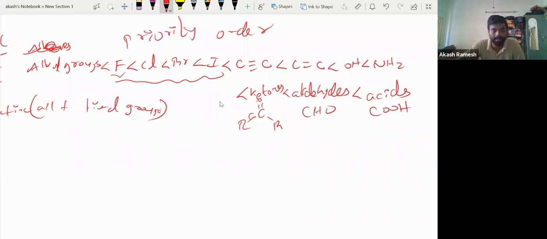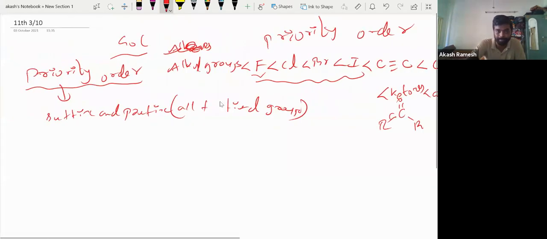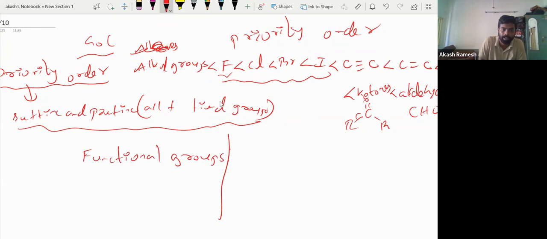Once you know this, then we can go to the second point in your IUPAC naming. Anyways, before that, we'll try to finish this part also. What are the suffixes and what are the prefixes for all the functional groups? So now let me make a table. Functional groups, prefix, let me tell first, then your suffix.